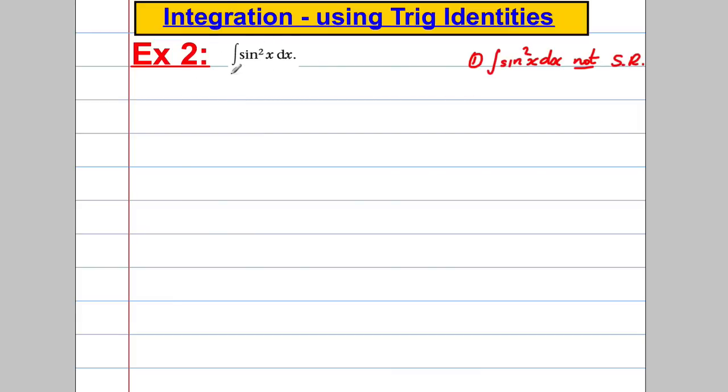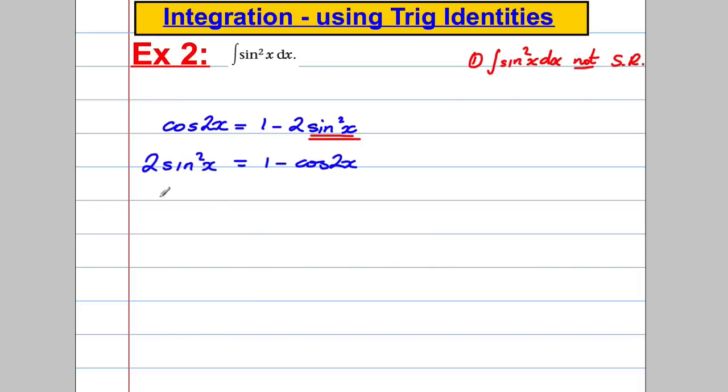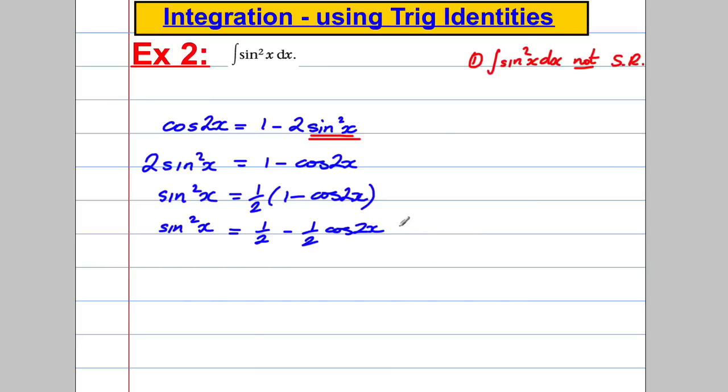Now, the best identity I know with sine squared in it is the double angle formula. And I know that cosine of 2x is 1 subtract 2 sine squared of single x. So making sine squared the subject, 2 sine squared of single x must be 1 subtract cosine of 2x. So sine squared of single x must be a half, 1 subtract cosine of 2x. Or I could rewrite this as a half subtract a half cosine of 2x. That's probably easier. Okay, so sine squared x as the subject of the formula is this.